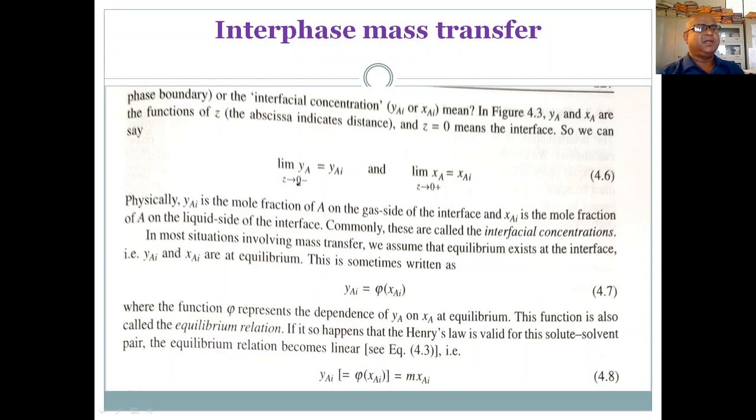Limit Z tends to 0 minus, then it is YI, and Z tends to 0 plus, limit XA, that is XI. So the interface is nothing but a very thin line, that is a conceptual limit. Practically at the interface, it does not have any resistance. You understand the concept? Z equal to 0, limit Z 0 minus, then it will be YI, and limit Z 0 plus, this is XI. So it is a limit concept.